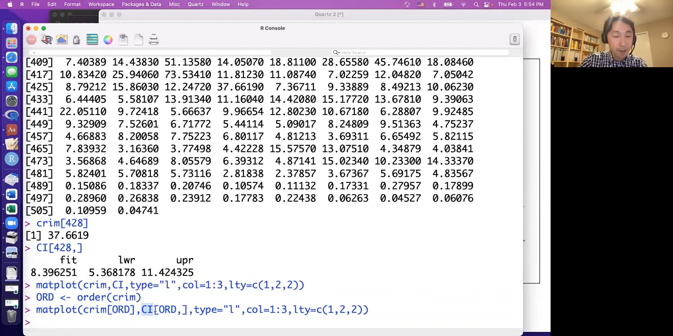But the confidence interval consists of 3 columns: the fitted value, lower bound and upper bound. So this is a matrix. A matrix has 2 indices. The first one is the row number, and the second one is this 1, 2, 3. So we pick all columns 1, 2, 3. We put the order here, and the second one we just leave blank. That means we take all columns. And this matplot function is similar to the plot function, but we can deal with multiple columns in this way.